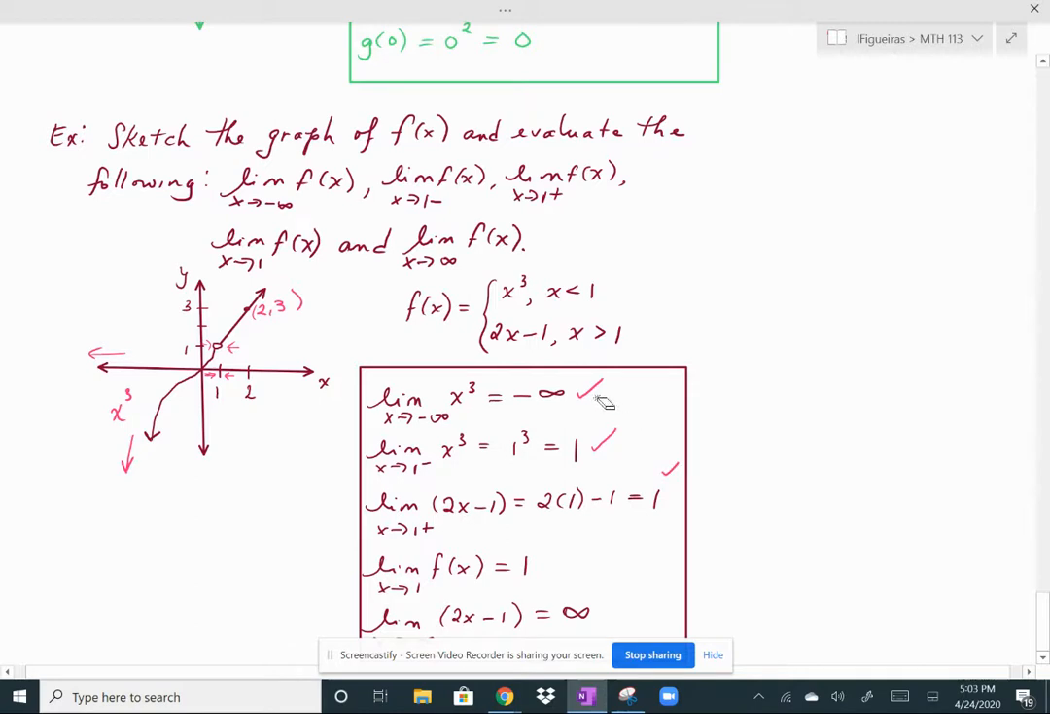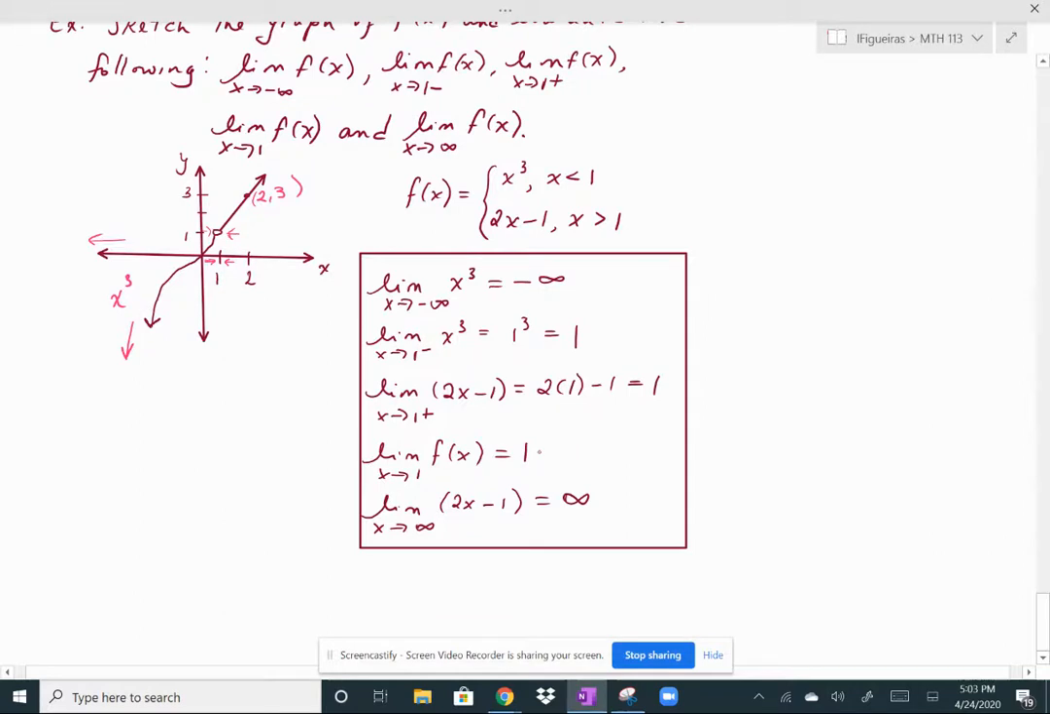Therefore, the limit at 1 exists. It's equal to 1 because the left hand and right hand limit above are the same. And as x approaches infinity, right, this way is infinity, this way is negative infinity, my function is going in this direction, and so this is going towards infinity.